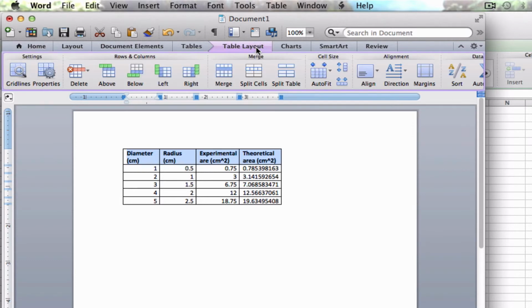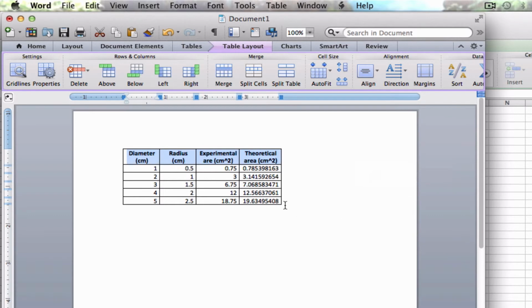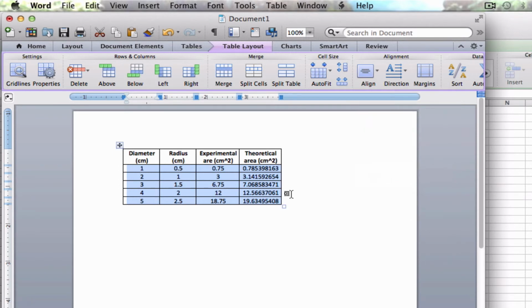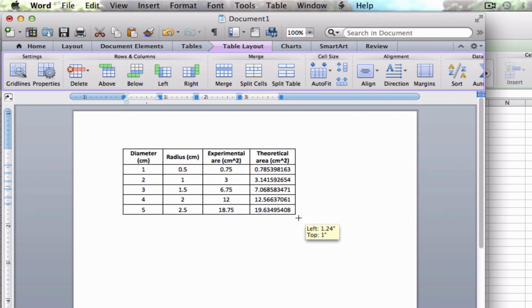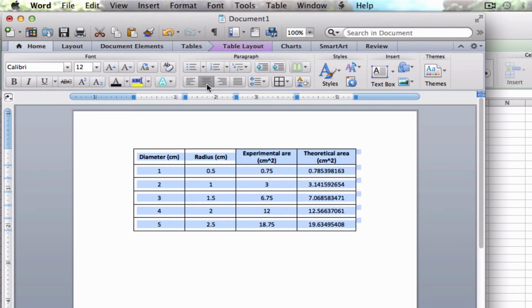I'm going to highlight these things and make them bold because they're headings. And I also want them centered. So I go into table layout here in Word and I'm going to center them. I also want my numbers centered maybe. So I am going to go over here and center them. So I have my values here. I can make them bigger if I want. I can center the entire chart. I can highlight it and go and center it.